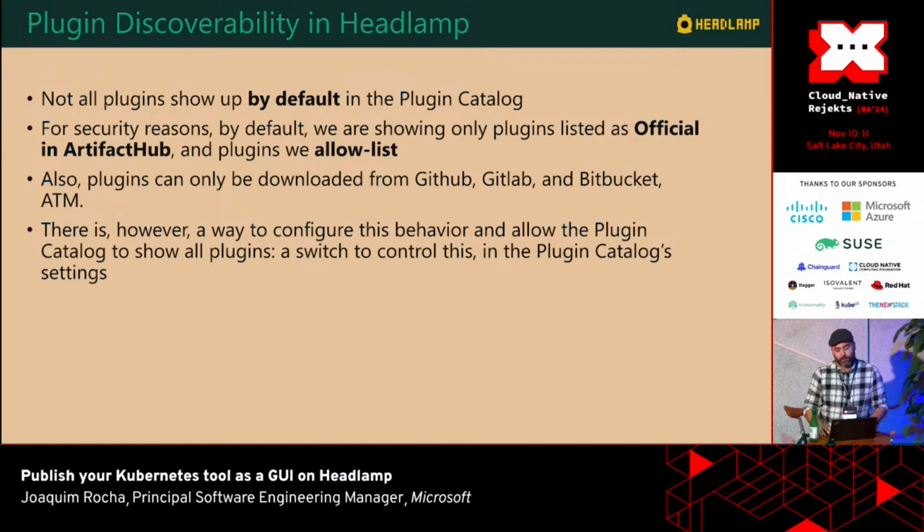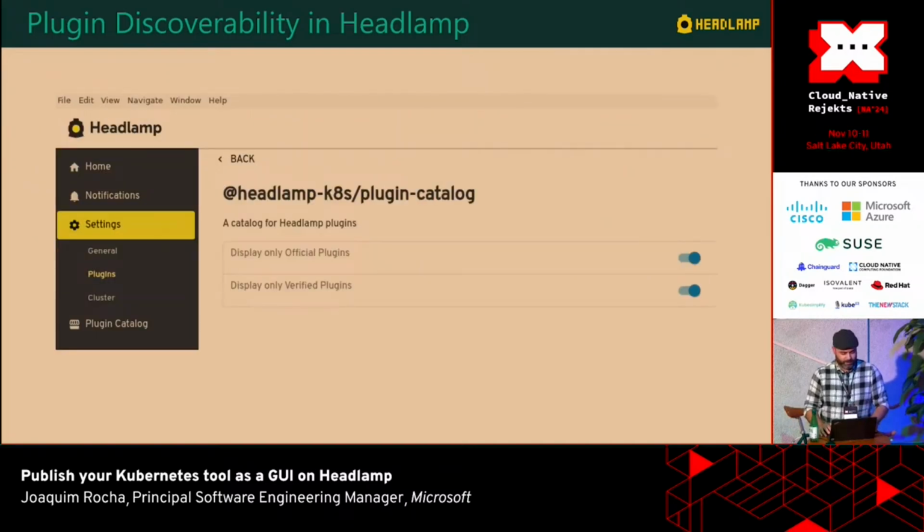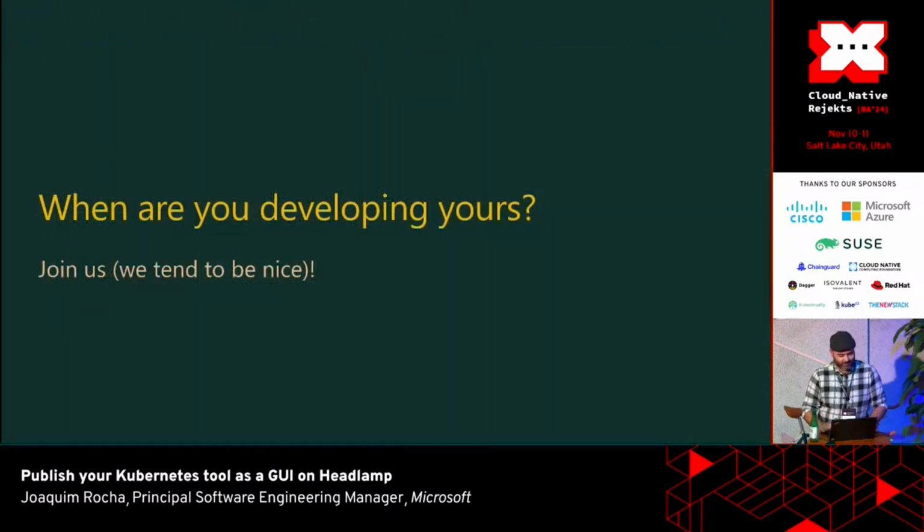So what if you want to show your friend a plugin that you just developed and you're not yet marked as official or allow listed in our repo? We have settings for this plugin. You just go to the settings and say, I don't want to see official, I don't want to see verified. Then you see everything, but then it's up to you, use it at your own risk.